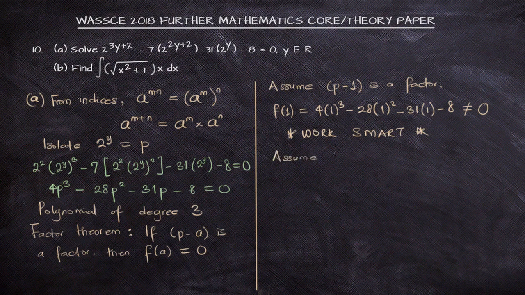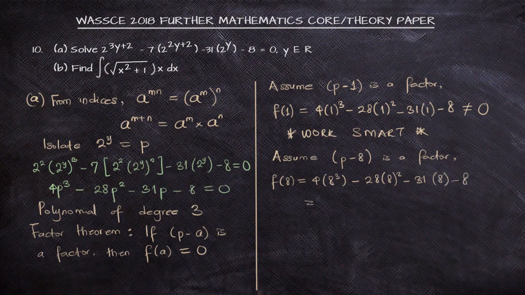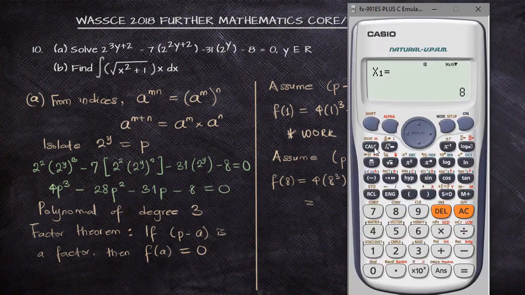Since we need to show our workings in our exams, let's assume that p minus 8 is a factor. Then the function of 8 will be 4 multiplied by 8 raised to power 3 minus 28 multiplied by 8 raised to power 2 minus 31 multiplied by 8 minus 8. Now we can bring in our calculator to also evaluate it.